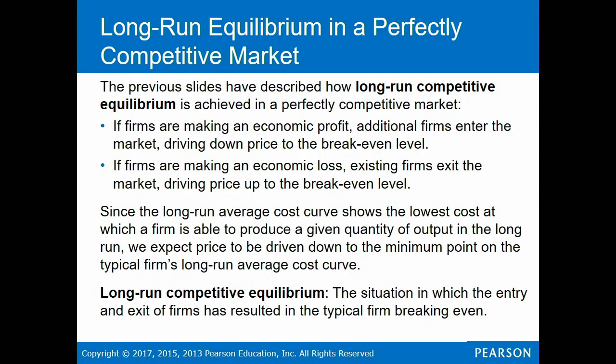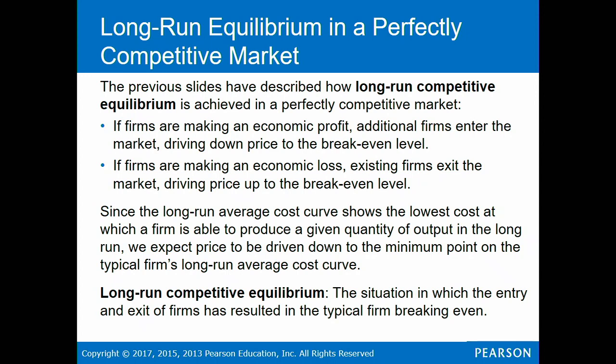Okay. So basically, what those two slides show us is how long-run competitive equilibrium is reached in these perfectly competitive markets. Initially, we just looked at one firm, whether they're making money or losing money in an economic sense. So again, considering opportunity costs as well as the explicit costs and explicit revenues they're laying out.